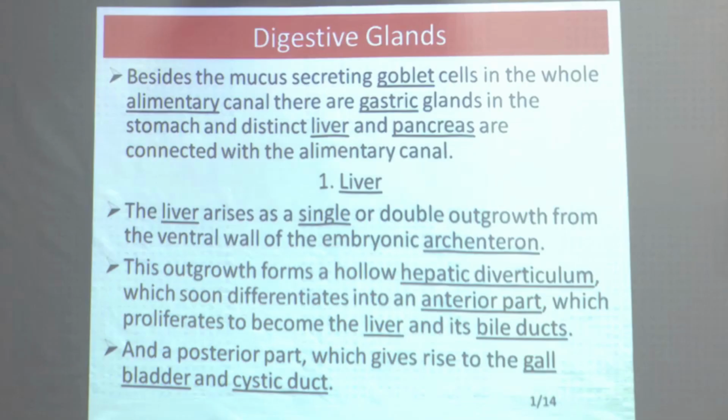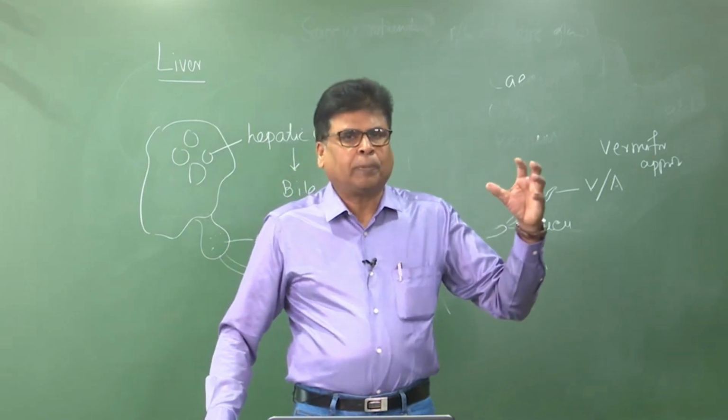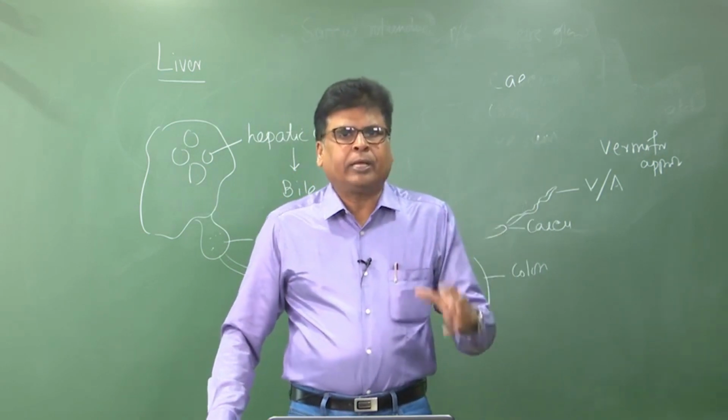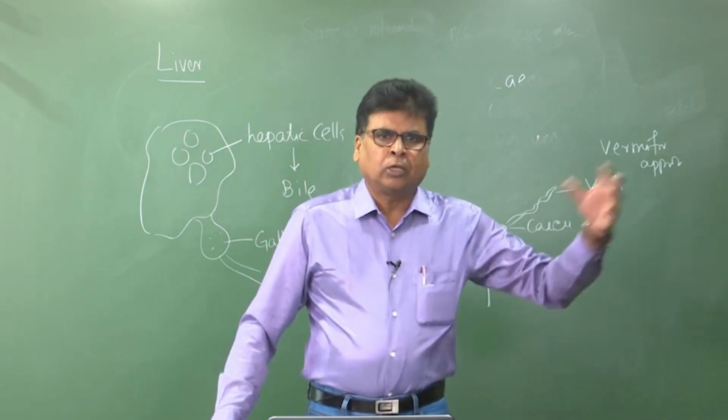that means during development, this outgrowth forms a hollow single or double outgrowth from the ventral wall of the embryonic archenteron, and this outgrowth forms a hollow hepatic diverticulum which soon differentiates into an anterior part which proliferates to become the liver and its bile duct, and the posterior part which gives rise to the gallbladder and its duct, that is the cystic duct. Bile actually passes through the bile duct, and the gallbladder communicates to the intestine through one duct, that is known as the cystic duct.